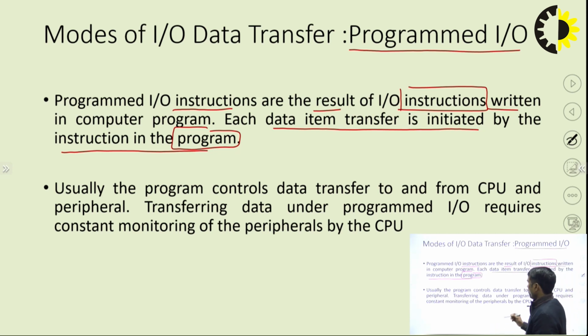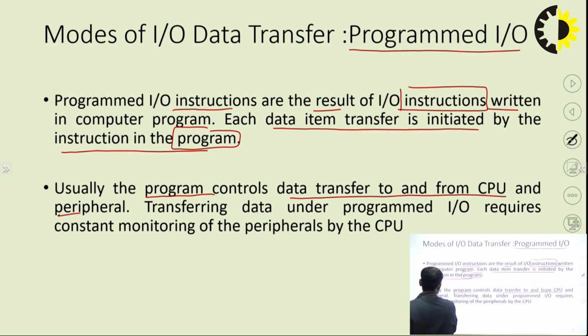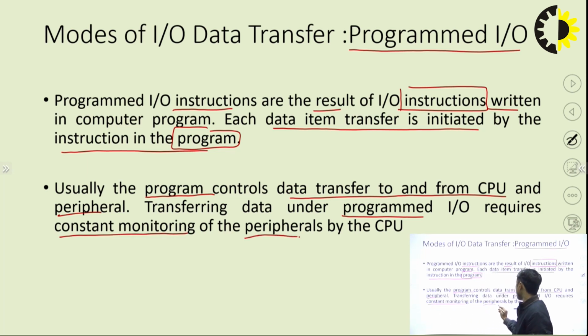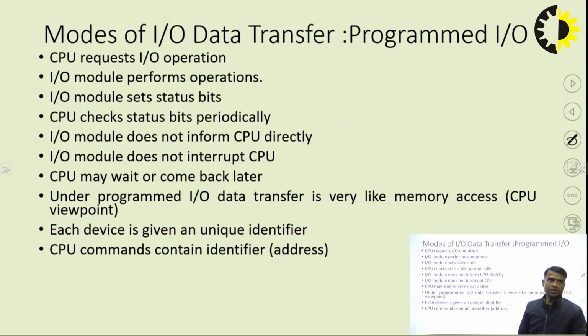Now when it is under program control, data transferred to and from the CPU and the peripheral is under the program behavior, and that is why there is a constant monitoring required for the peripherals by the CPU. So the CPU is engaged, the CPU is busy while it is transferring data through programmed I/O. So let us see what are the steps that are performed during programmed I/O step by step.